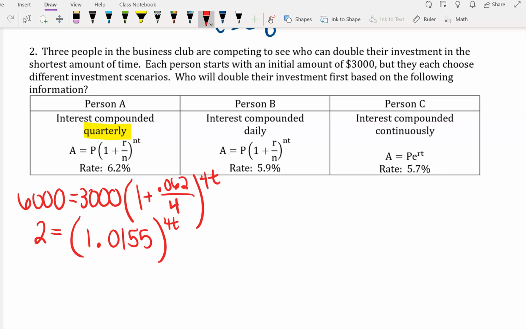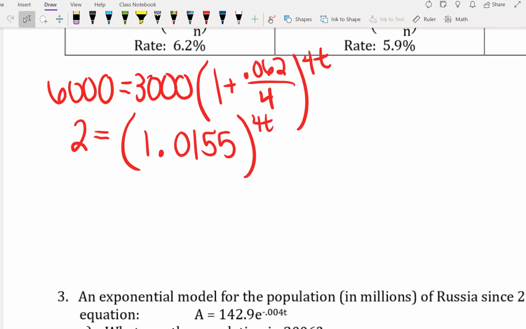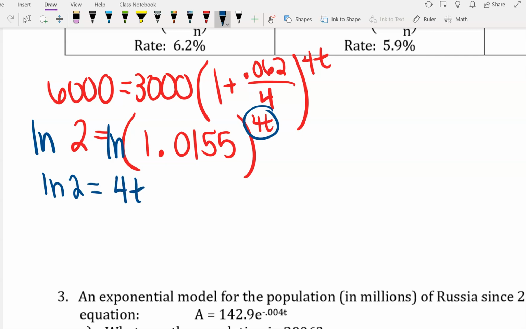Now we log both sides so that we can use our properties of logs to bring the exponent into the front. So I'm going to do natural log this time. It doesn't matter if you use natural log or common log. So we'll have natural log of 2 equals, now I can bring the 4t in front. So it'll be 4t times natural log of 1.0155.